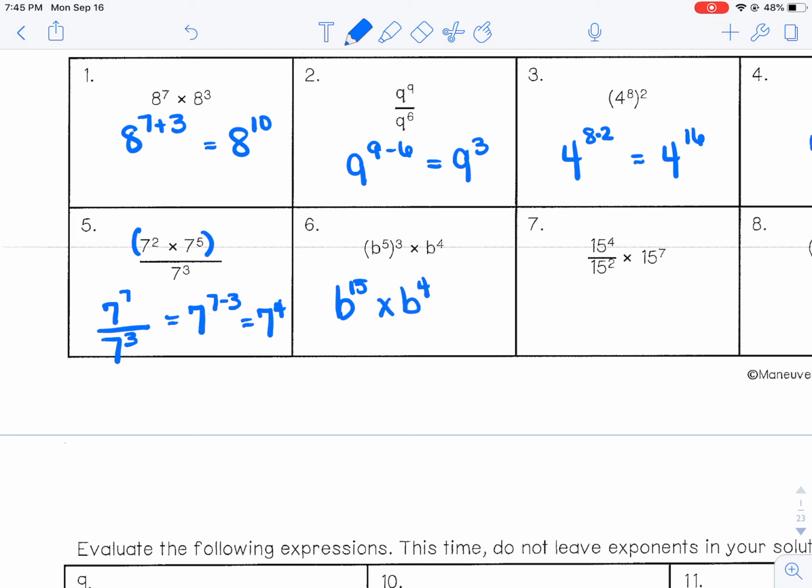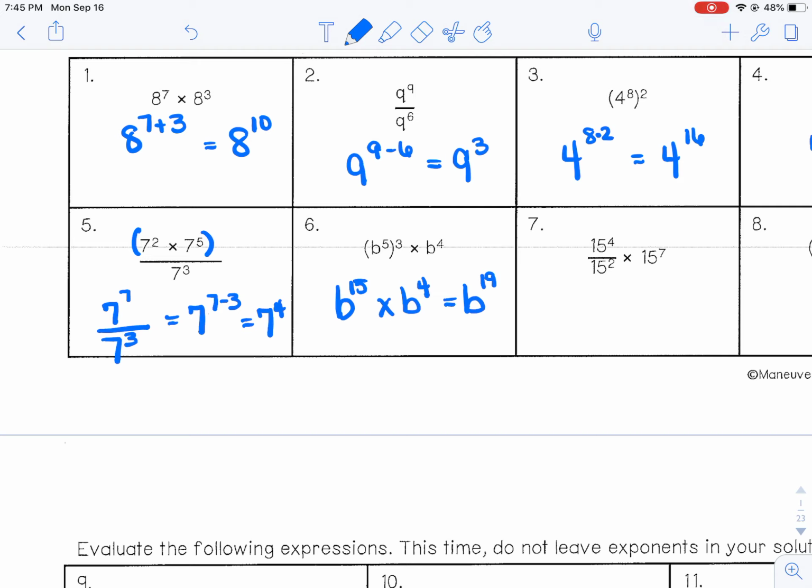Okay, so now I've got another rule. That rule is going to be multiplying like bases. And when we multiply like bases, we add the exponents together. And that will give me b to the 19th power.